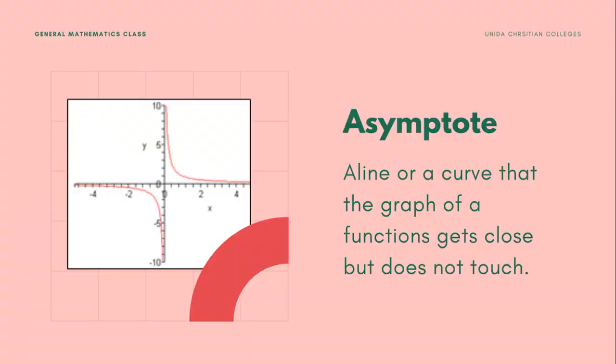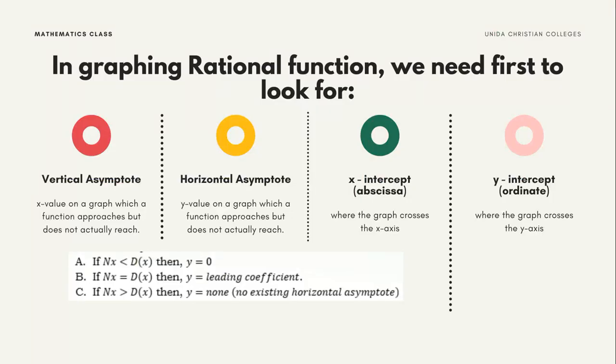Okay, so meron po tayong tinatawag na asymptote. When we say asymptote, it is a line or a curve that the graph of a function gets close to but does not touch. So as you can see po doon sa ating graph, etong red na graph na to, yan po ang ating given na asymptote. Lalapit lang po yan ng lalapit doon sa given na vertical or horizontal asymptote po natin, pero never po silang magta-touch or mag-meet.